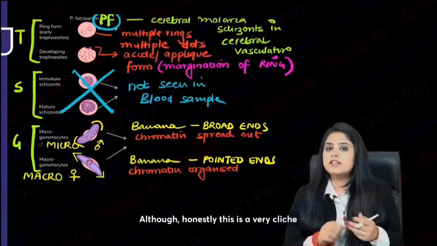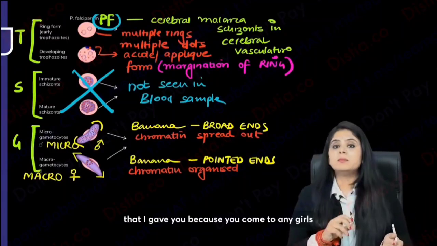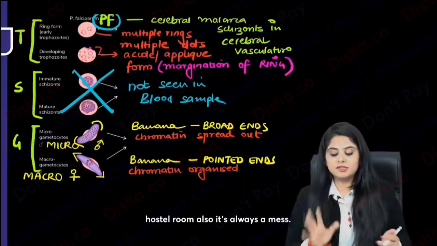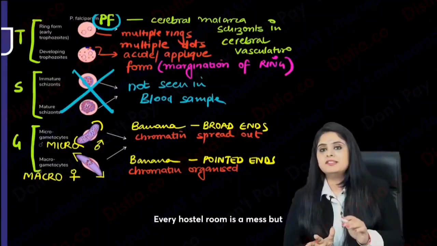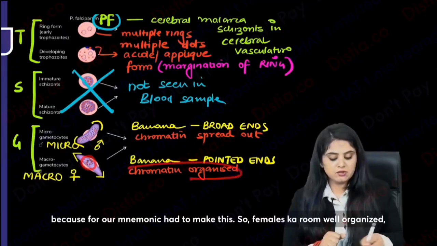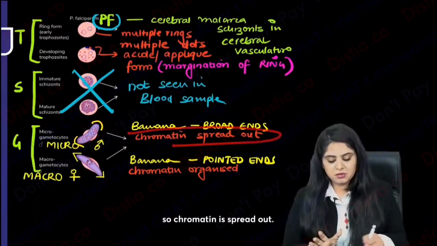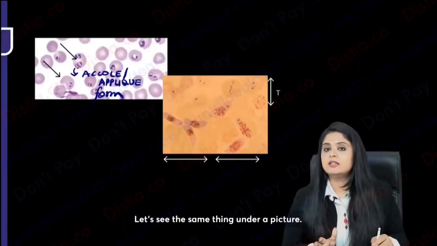Although honestly this is a very cliche kind of an example that I give you, because you come to any girls hostel room also, it's always a mess. Every hostel room is a mess, but for our mnemonic I had to make this. So females ka room well organized, chromatin well organized, males ka room all messy and all everywhere, so chromatin is spread out. Let's see the same thing under a picture.